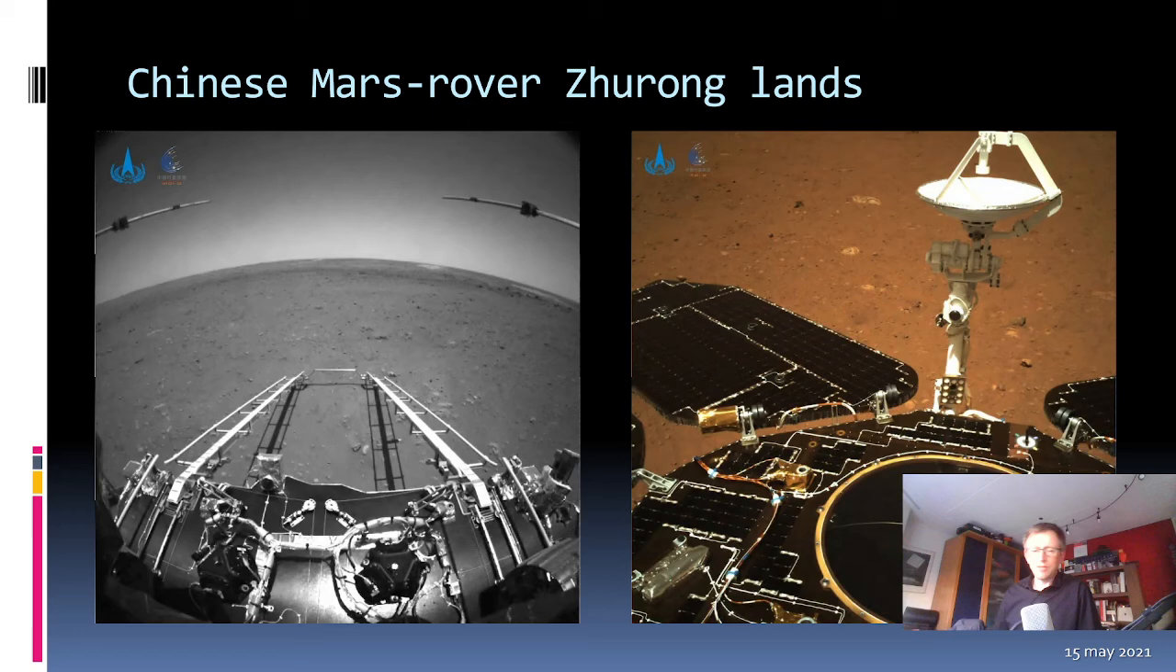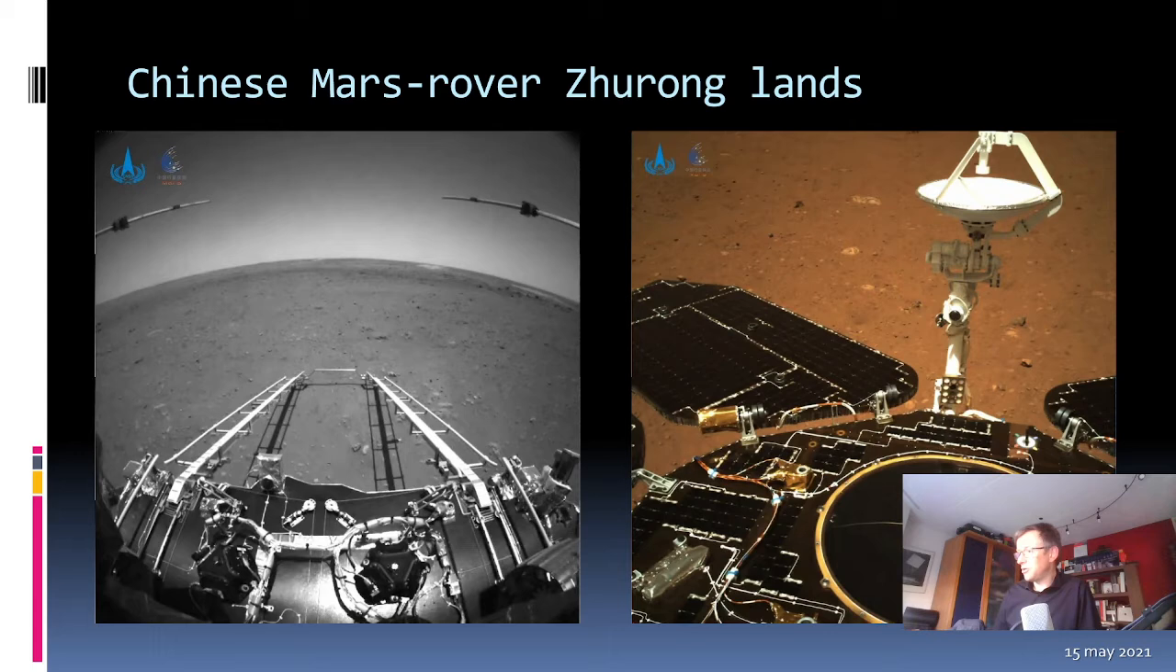So they still had that lander and rover for a while in orbit, and then there were signs pointing that there was going to be a landing halfway May. And this actually happened on May the 15th. They landed, and you might know that landing on Mars is not trivial.